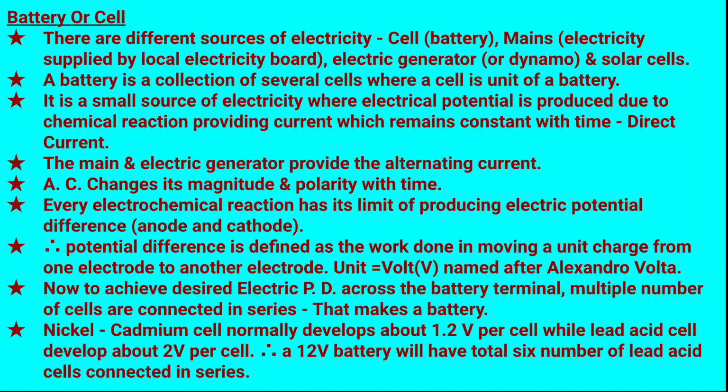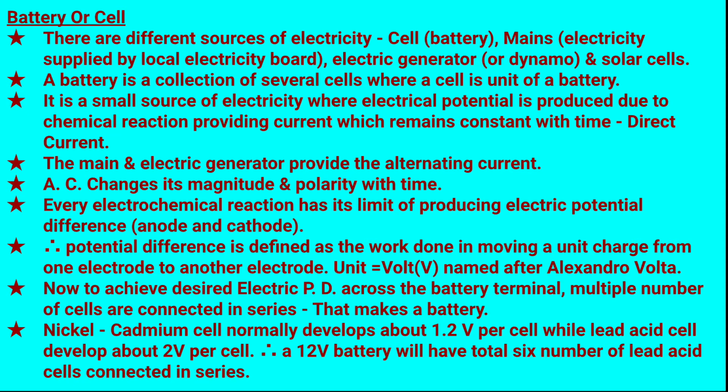Okay, now we come to the battery. So what is a battery or cell? There are different sources of electricity: the cell or battery, then the mains, which is the electricity supplied by the local electricity board, then the electric generator or dynamo, which we switch on when the current goes off, and even solar cells. Now, what is a battery? It is a collection of several cells, where a cell is a unit of a battery, and the cells are generally arranged either in series or in parallel. So it is a small source of electricity.